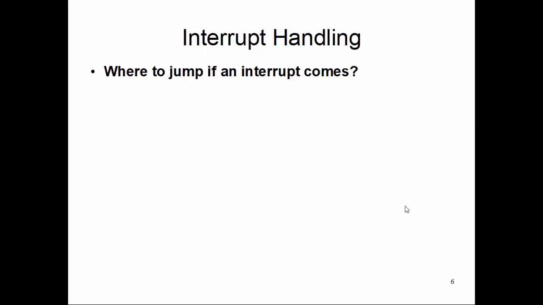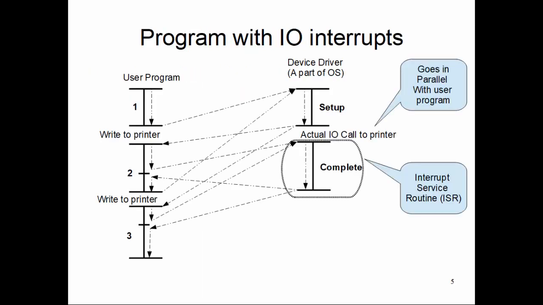Now the question is where to jump if an interrupt comes. What does an interrupt coming mean? When your printer job is done, for example, at that point your application program gets halted and control is transferred to the interrupt service routine. So this is what is meant by when the interrupt comes in. Some mechanism intervenes and stops your user program, and the control jumps to the interrupt service routine.